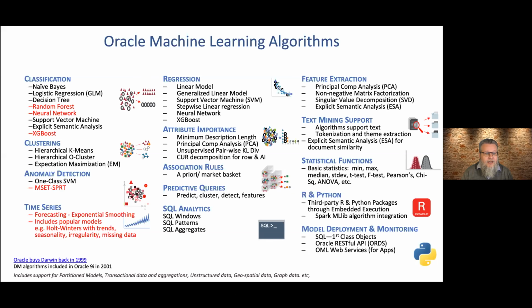So we're going to be looking at random forest, neural network, and time series forecasting, which is under the label of 19c, and then we're going to go into the 20c. We're going to look at XGBoost and the MSET.